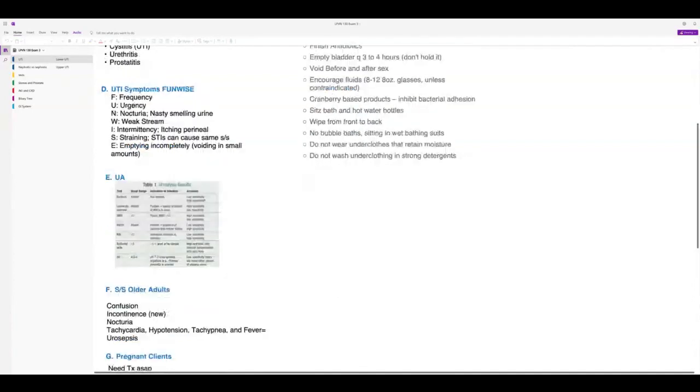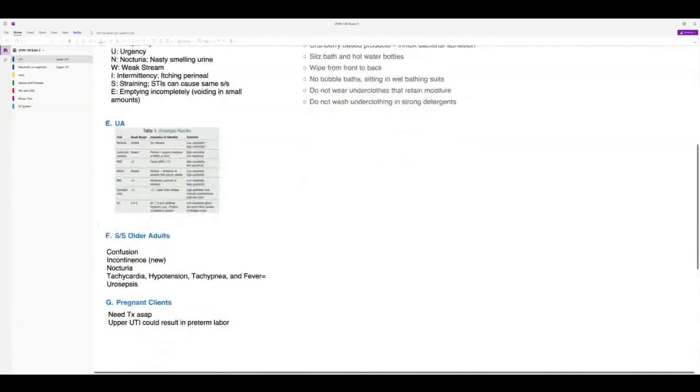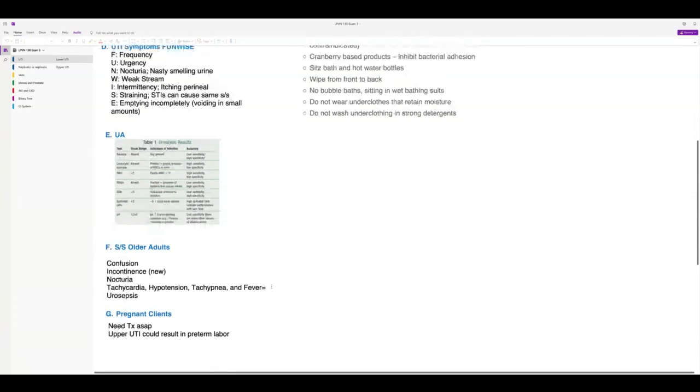Signs and symptoms in older adults: the first sign you usually see in an older adult is confusion. They may have new incontinence, and you're like, what in the world is happening? They could have nocturia, and they could also develop urosepsis. So hopefully you catch it when they first become confused, and you can prevent urosepsis. Pregnant clients with a UTI have to be treated as soon as possible because it could result in preterm labor. Nobody wants to deal with that.